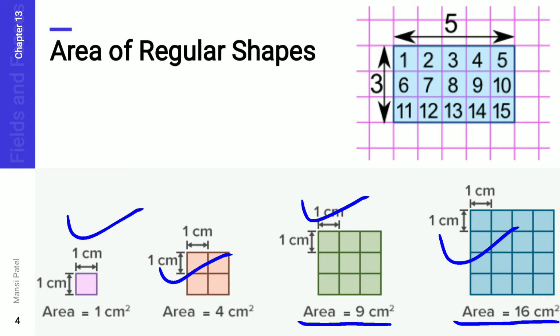Now, these all are examples of square grids. In these, some grids are given to you and you have to find out the area of the figure.